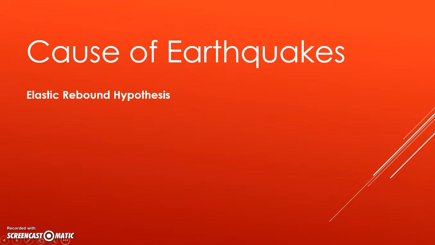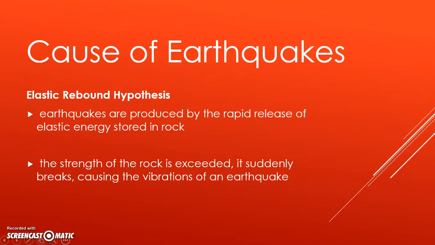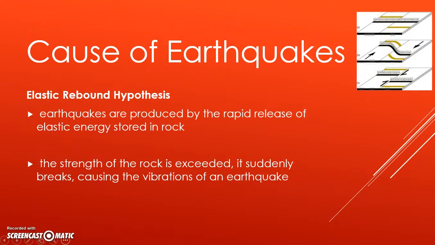So what are some causes of earthquakes? The elastic rebound hypothesis is the common denominator for all earthquakes, and it says that earthquakes are produced by the rapid release of elastic energy that is stored in rock. When the strength of the rock is exceeded, it suddenly breaks and causes the earth to shake or vibrate, which produces the earthquake. For example, in the top image, you have a fence line that's perfectly straight.